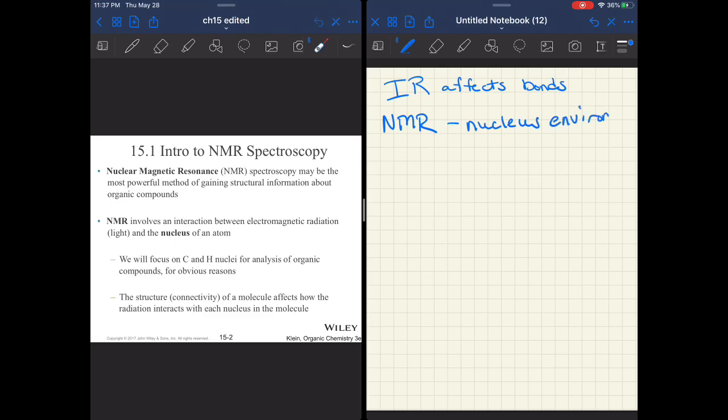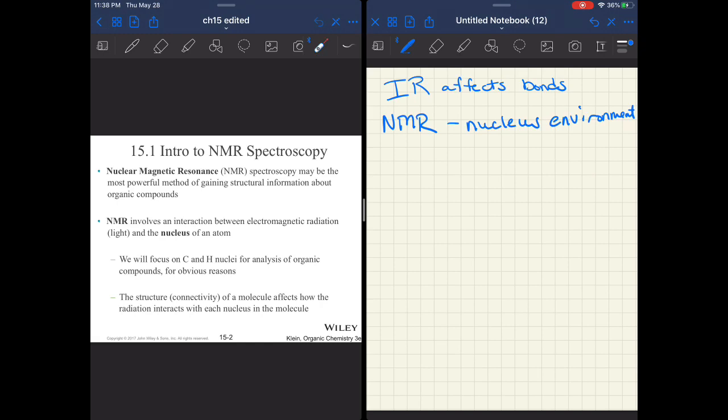Now, that may sound like I'm just saying words at you right now, but it'll make sense as we go through this experiment. Being able to identify the environment of different nuclei, whether it's hydrogen or carbon, gives you information about how an organic molecule is put together, right? Knowing that there is a functional group is great, but how many methyl, ethyl, isopropyl groups are there, and where are they in relationship to other functional groups? This is where NMR can be really helpful.